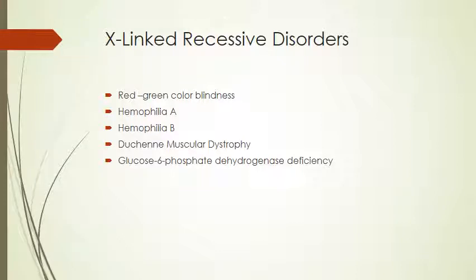Some of the more common ones that we have are red-green color blindness, hemophilia A, hemophilia B, Duchenne muscular dystrophy, and glucose 6-phosphate dehydrogenase deficiency. In looking at red-green color blindness, it's a very common trait in humans and frequently used to explain X-linked disorders. Between 7 and 10% of men and 0.49% to 1% of women are affected. Its commonness may be explained by its relatively benign nature.